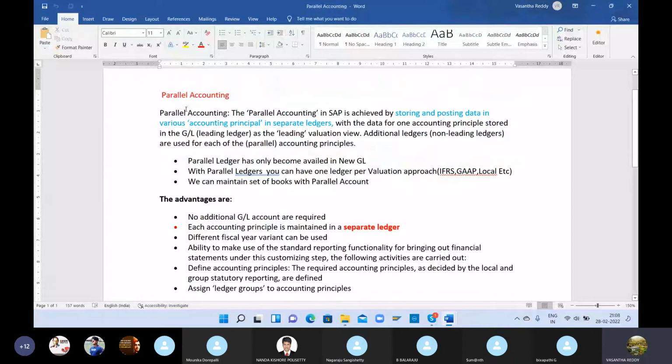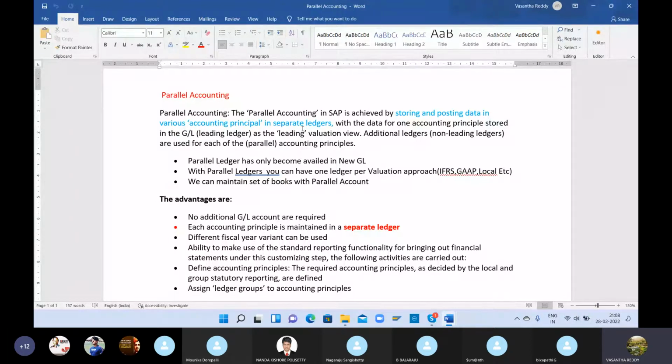Parallel accounting in SAP is achieved by storing and posting data under various accounting principles in separate ledgers. Previously I discussed non-leading ledgers and parallel accounting; some steps are similar, and in some cases both are the same. Every accounting principle should maintain separate ledgers. Every accounting standard should maintain a separate ledger in parallel accounting.